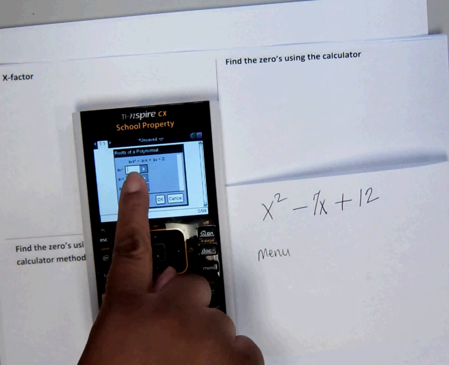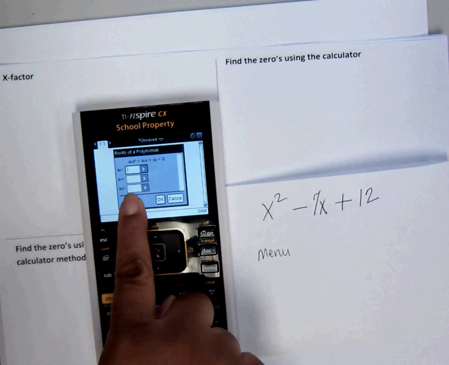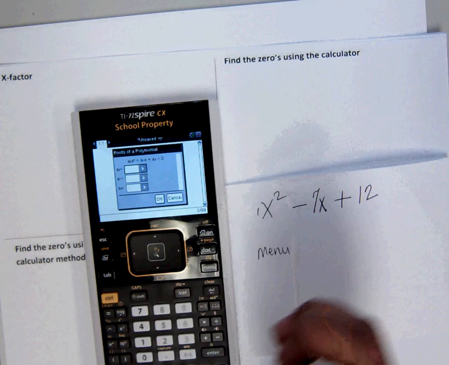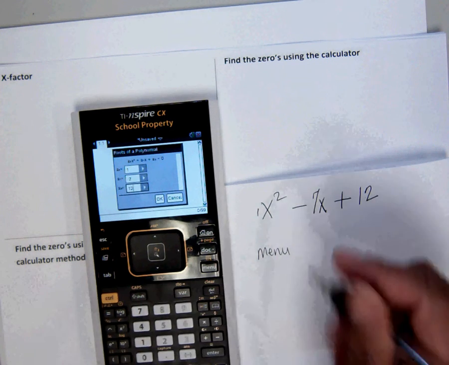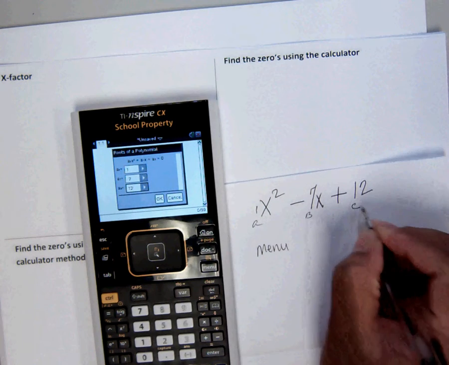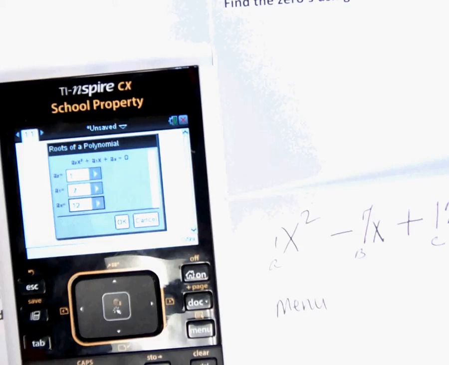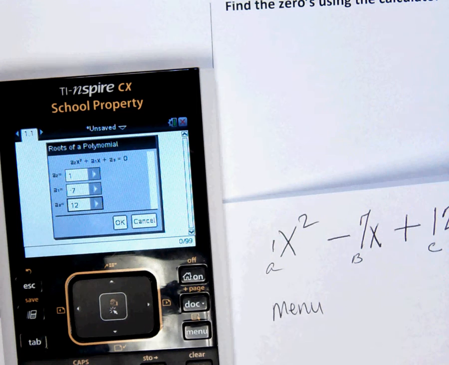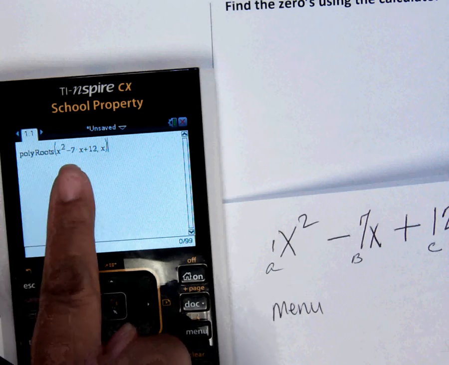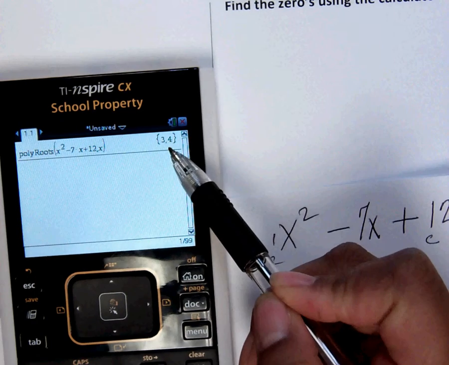Now, this is A, this is B, and this is C, although it says A2, A1, A0. So A is 1, B is -7, C is 12. A, B, C. Okay? Do I need to zoom that in? Alright. And then press enter. Now when you get this, press enter again, and there are your roots.